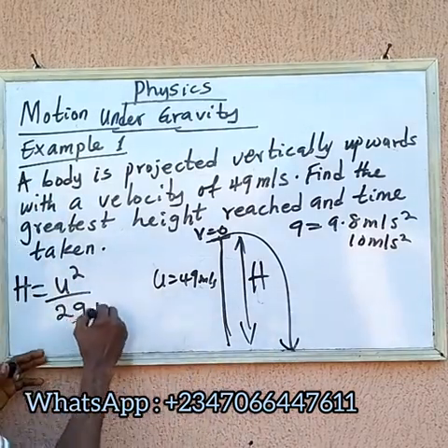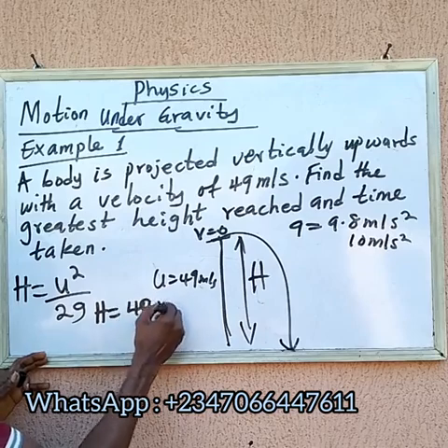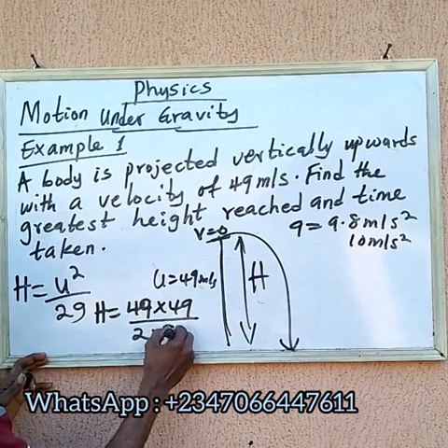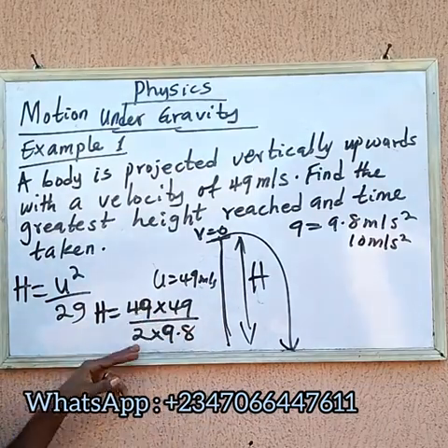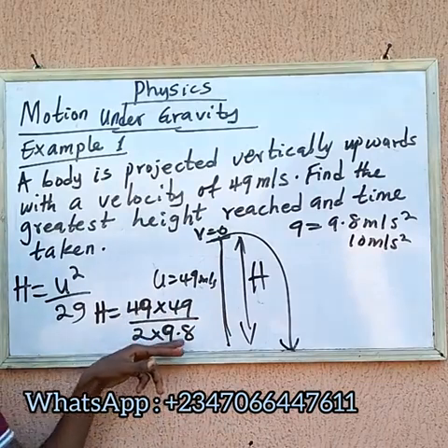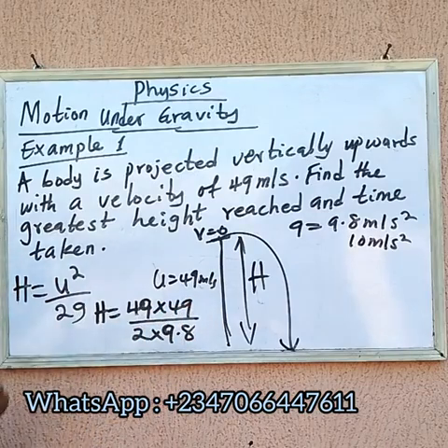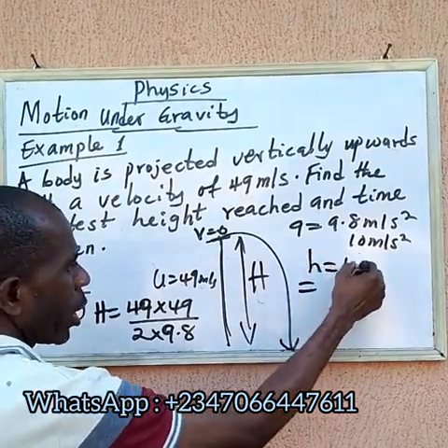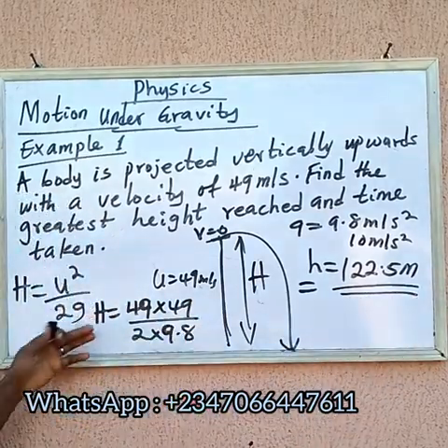Just say h equal to 49 squared, which is 49 times 49, all over 2 times 9.8. Get your calculator. Press 49 times 49, then divide this by 2 times 9.8, which is 19.6. When you multiply and divide, we are going to have h equal to 122.5 meters. That's all. Very easy.